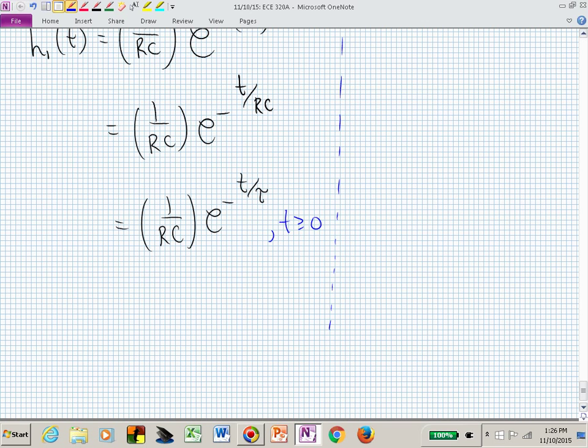At 2 time constants, it's 0.37 times 0.37, or e to the minus 2. And by the time you get to 5 time constants, where are you? 1% of where you started. You're less than 0.01 times 1 over RC. This is just going down. This is an exponential. When you hit it with an impulse, that's your low-pass filter.